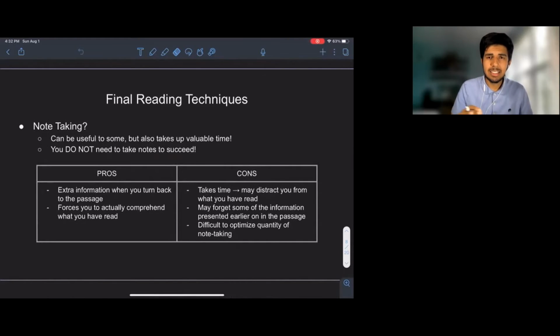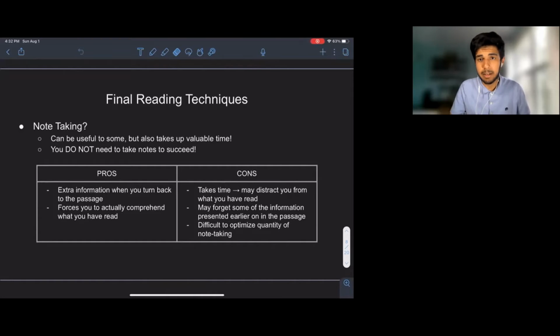Note-taking is a place of confusion for some students. Oftentimes in school, we're taught to take notes on what we're reading, so that way we have our own notes when we go back to reference the passage. But on the other hand, it's not always super helpful, and we'll look into that at the pros and cons.